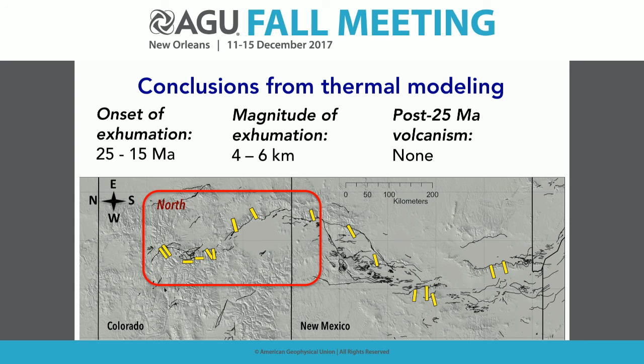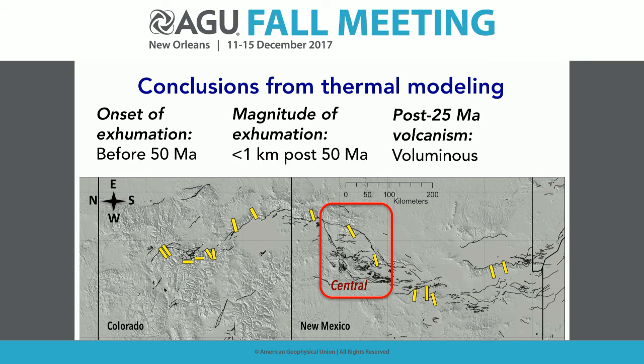Magnitudes of exhumation range from 4 to 6 kilometers. And again, I just want to point out that there is no young volcanism in this northern part of the rift. Moving to the central, onset of exhumation happens prior to 50 MA.